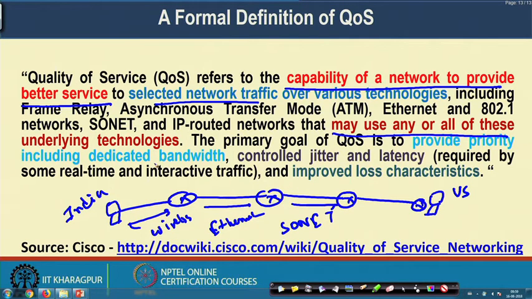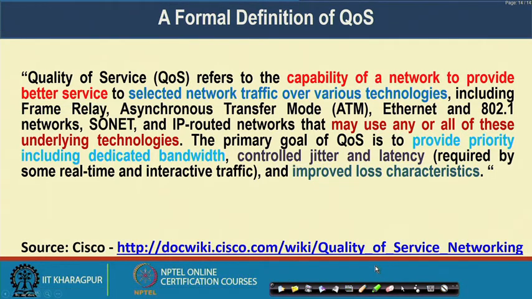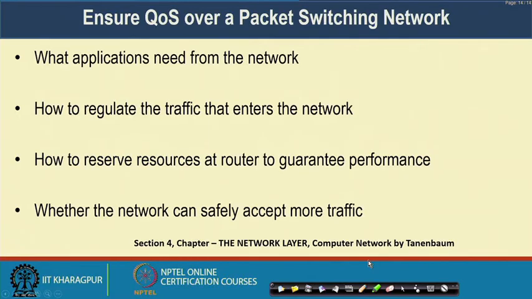So, the primary goal of quality of service is to provide priority, including dedicated bandwidth, for certain classes of traffic, control jitter and latency, where latency means the one way delay required by some real time and interactive traffic, and improved loss characteristics. So, this is the formal definition of quality of service. To ensure quality of service over a packet switched network, we need to find out these 4 different things.